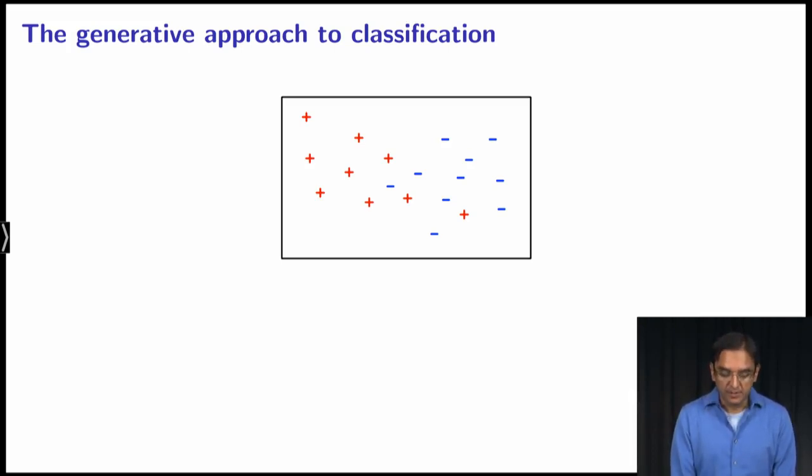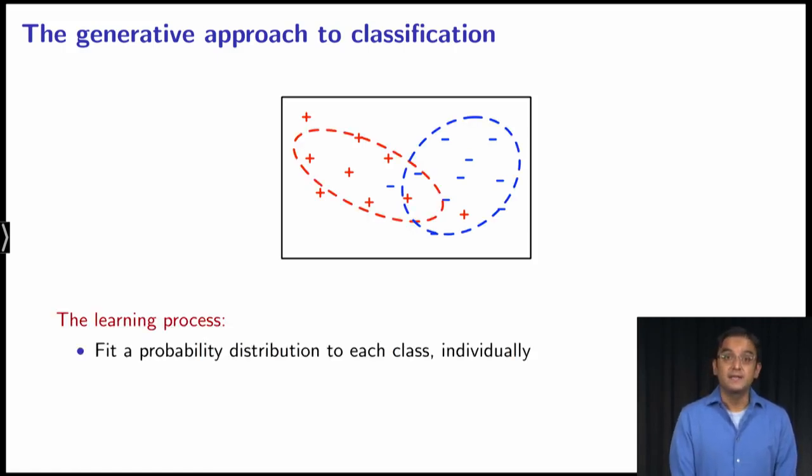So for example, here we have a training set of about 15 to 20 points. And what we do is that we first look only at one label. Here there are two labels, pluses and minuses. So we start by looking just at the pluses and we fit a model to them. And then we look only at the minuses and we fit a model to those. So maybe we get something like this.